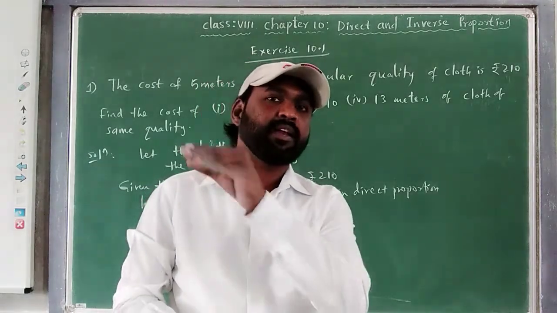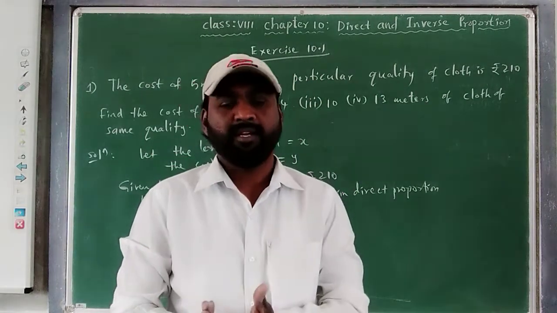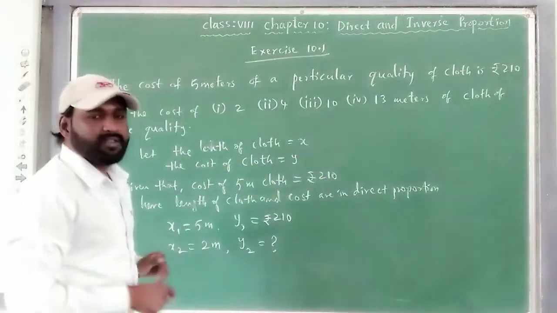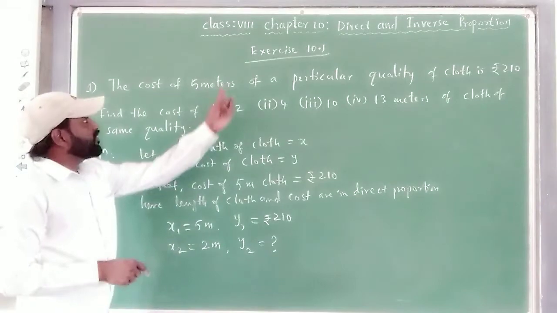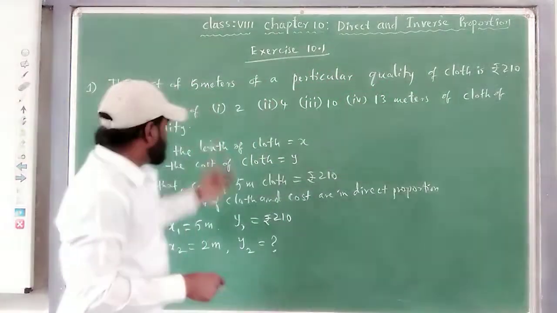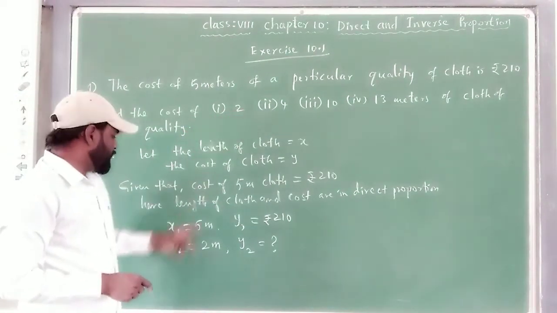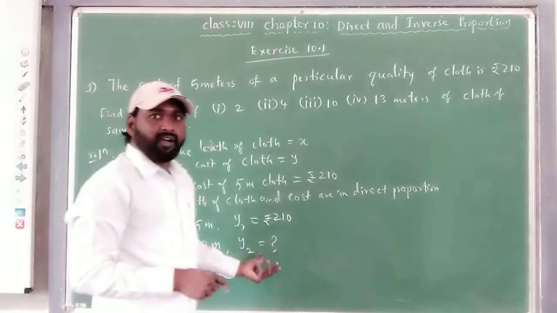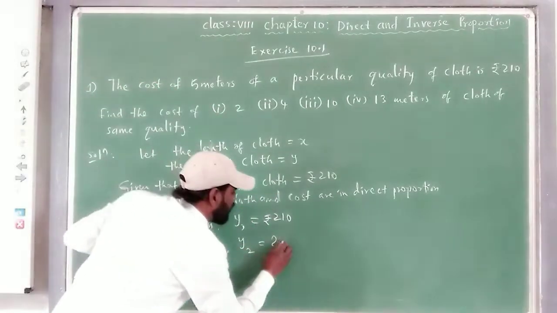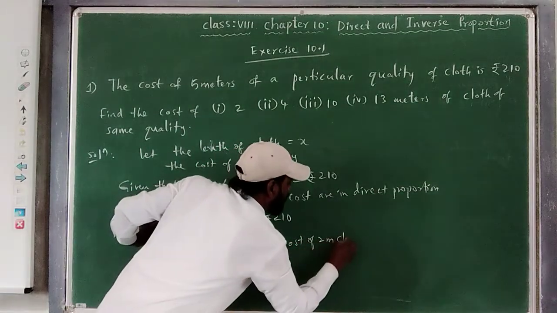That process you learned in your previous classes such as 6th and 7th. That process is called the unitary method. But as we are learning direct proportion in this class, we have to use this concept. Now take the given values as x1 and y1. Second, we are going to find the cost of 2 meters cloth. Take this 2 meters as x2. The cost of 2 meters cloth is y2.